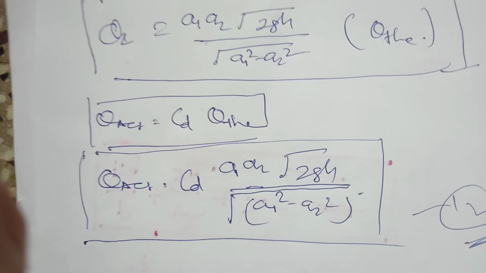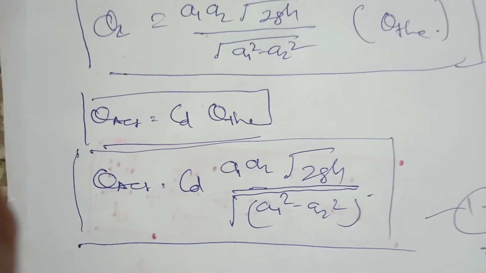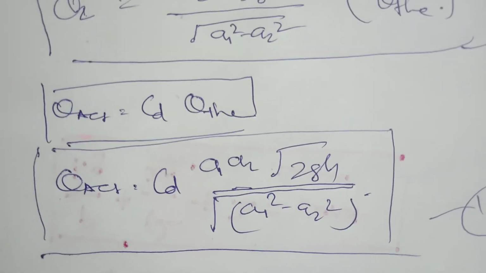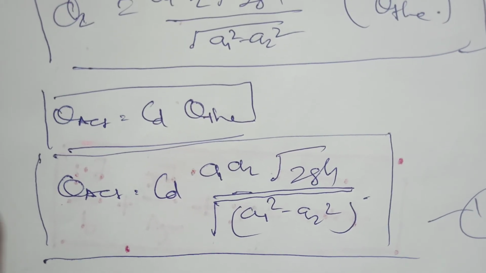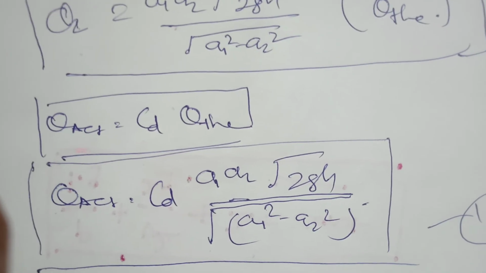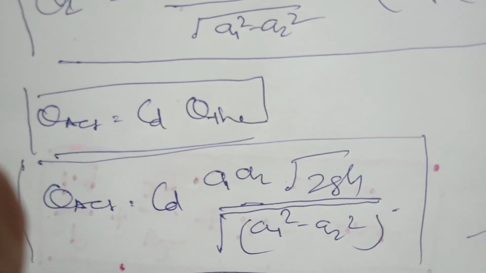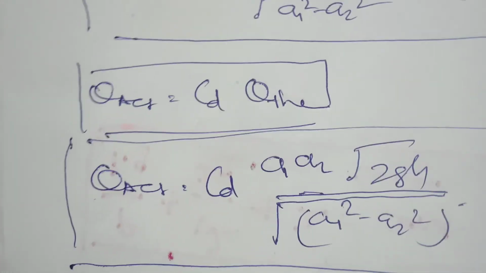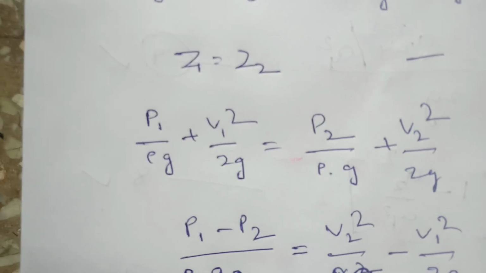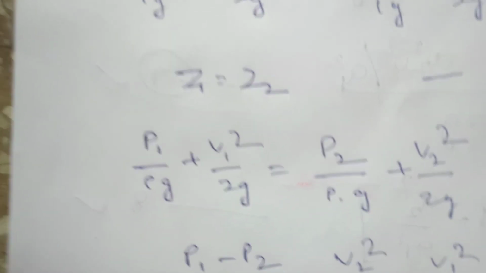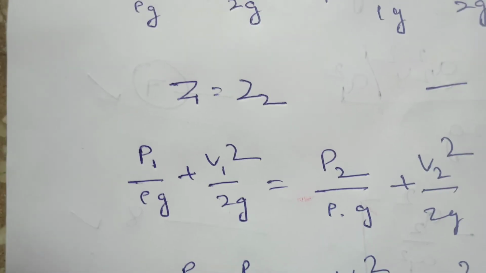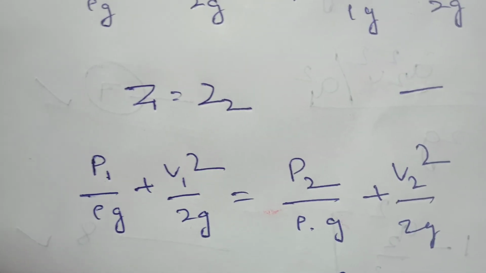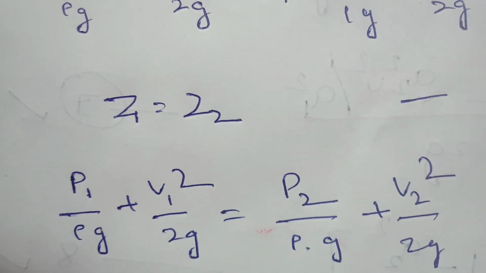Always Q actual is less than Q theoretical. Cd is called the coefficient of discharge of the venturimeter. Finally I get the Q actual value: Q actual is equal to Cd into A1 A2 root of 2gH, whole divided by root of A1 square minus A2 square. Understand? This is called the equation of the venturimeter. We know P1, V1 and Z1 are the pressure, velocity and potential head at cross section 1. Similarly, P2, V2, Z2 are at cross section 2.